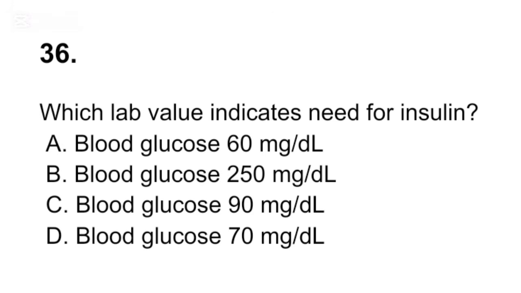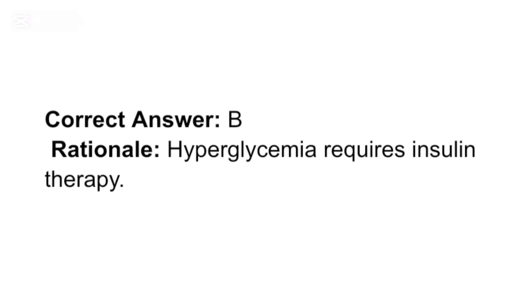36. Which lab value indicates need for insulin? A. Blood glucose 60 mg per deciliter. B. Blood glucose 250 mg per deciliter. C. Blood glucose 90 mg per deciliter. D. Blood glucose 70 mg per deciliter. Correct answer, B. Rationale: hyperglycemia requires insulin therapy.